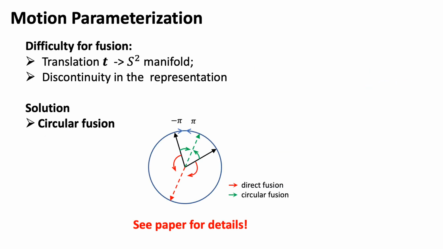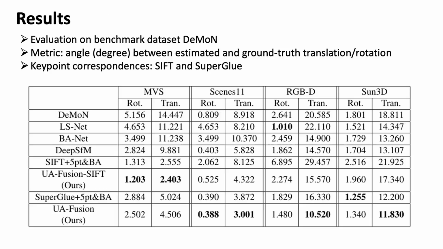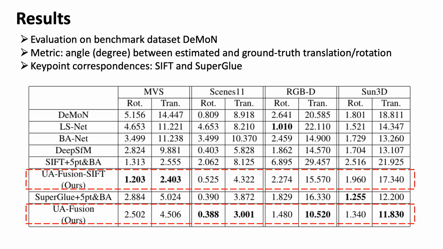The fusion is non-trivial due to the manifold nature of translation, which also introduces discontinuity in representation. We carefully choose motion parameterization and propose the circular fusion to address these challenges. We evaluate on a benchmark dataset and test our fusion framework with both SIFT and SuperGlue for correspondence. Our method also outperforms both the pure geometric method and recent learning methods, especially when it's combined with SuperGlue.